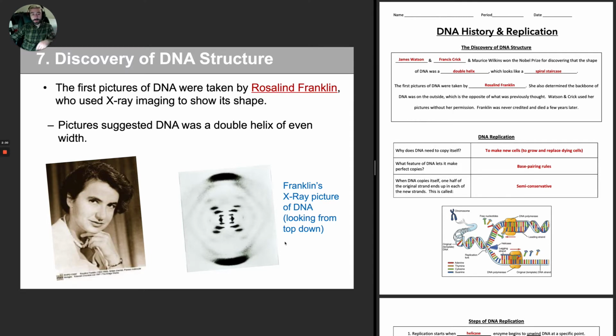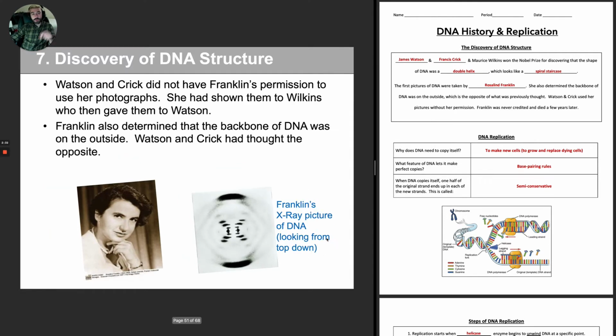And so the thing about Franklin, though, is that she didn't just willingly help out, or wasn't a partner necessarily with Watson and Crick. They actually didn't have her permission to use her photos. And this photo is actually what suggested to Watson and Crick that DNA was a double helix. She just didn't know they got it from her.